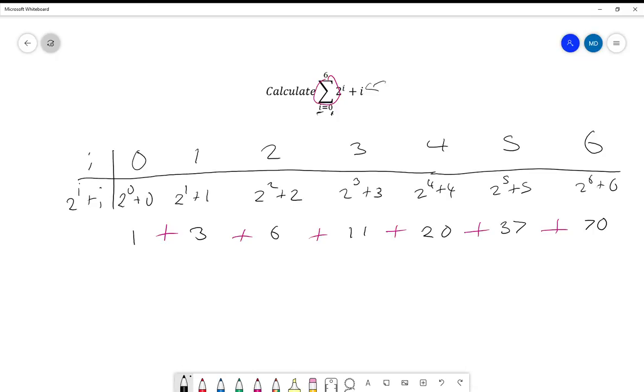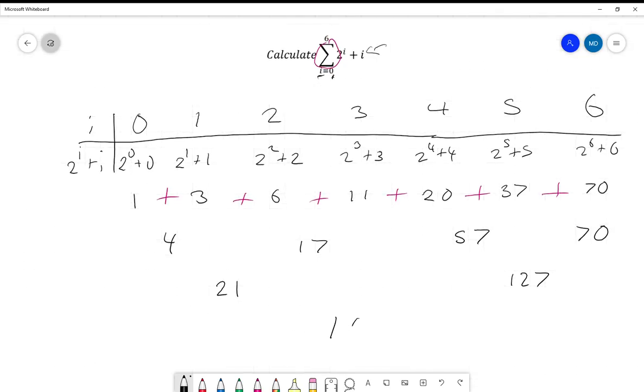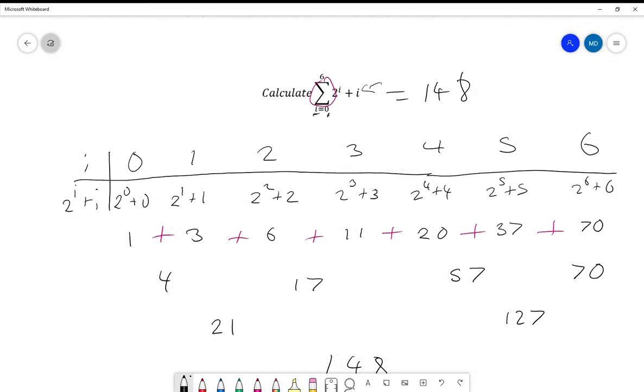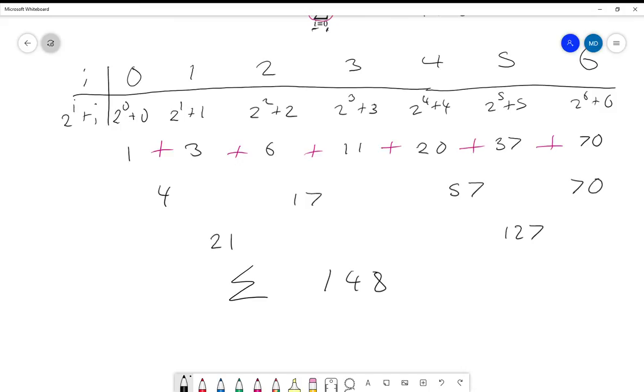And so what do we get? Well, from these two we get 4, we get 17 here, we get 57 for that, and we've still got 70 on the end. 4 and 17 is 21, 57 and 70 is going to be 127, and if we add those together, we get 148. And so the answer to the question is 148. Or put it this way, the sum from i equals 0 to 6 of 2 to the power of i plus i equals 148. And we're done.